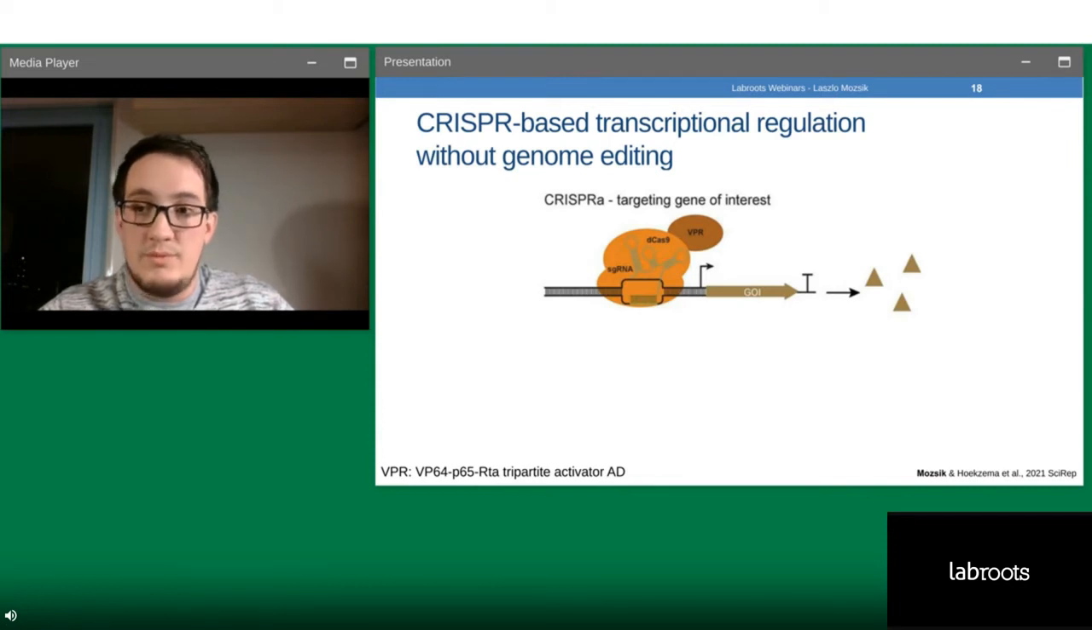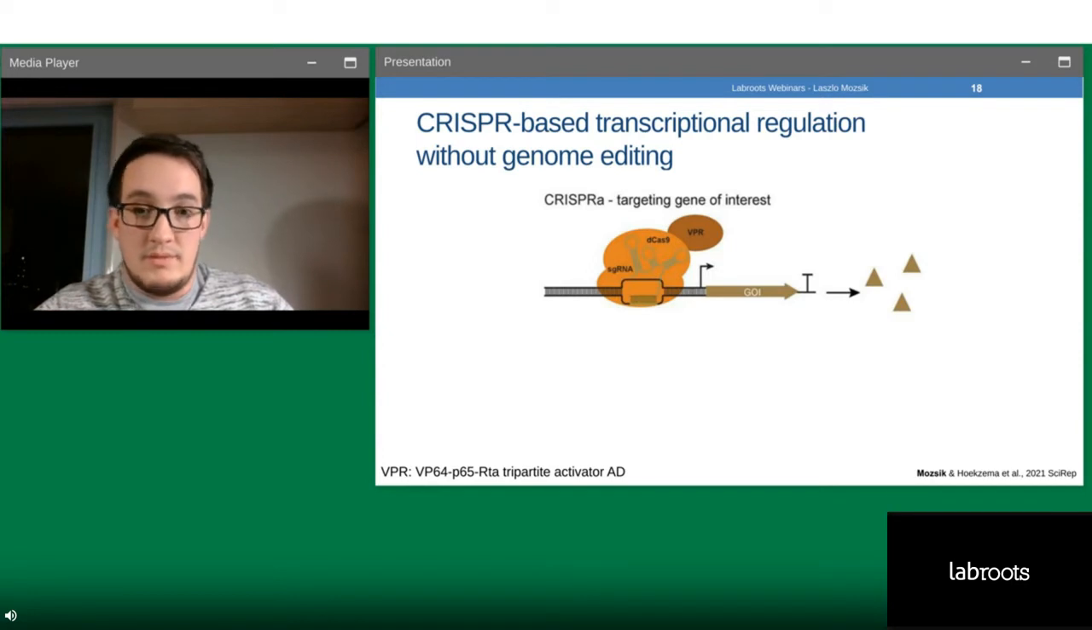In a few words, the CRISPR nuclease is originally guided with a single guide RNA to the gene of interest, where it can create DNA breakage, which can be repaired in various ways. If we use nuclease-dead Cas9, or dead Cas9, this Cas9 protein doesn't have nuclease activity, and by that, it still can be guided by a single guide RNA to the locus of interest, but it does not cut the DNA anymore.